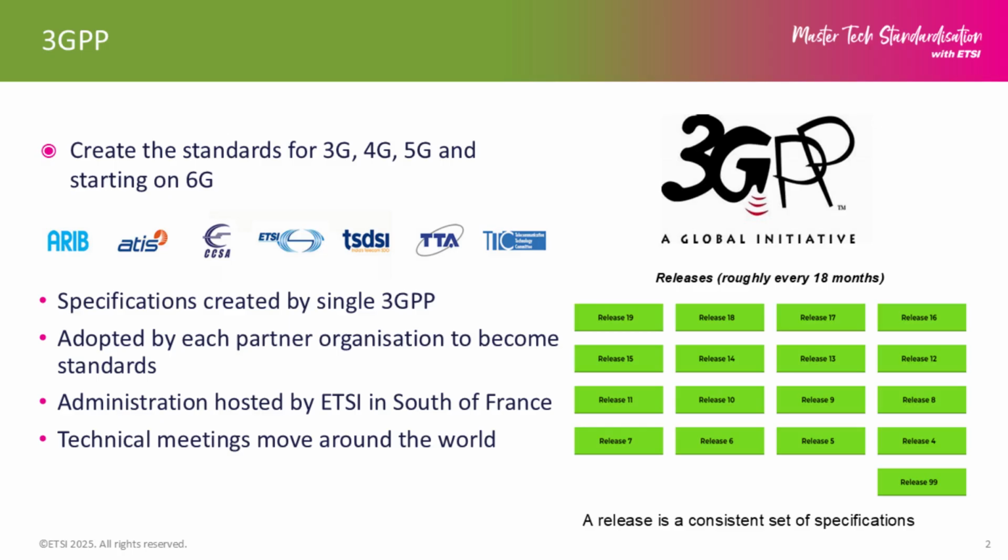3GPP is the place where all your mobile phone specifications are written. They created 3G, 4G, 5G and are now starting work on 6G. The project was created to have a single global mobile standard. This has allowed phones to work anywhere in the world with a single standard.